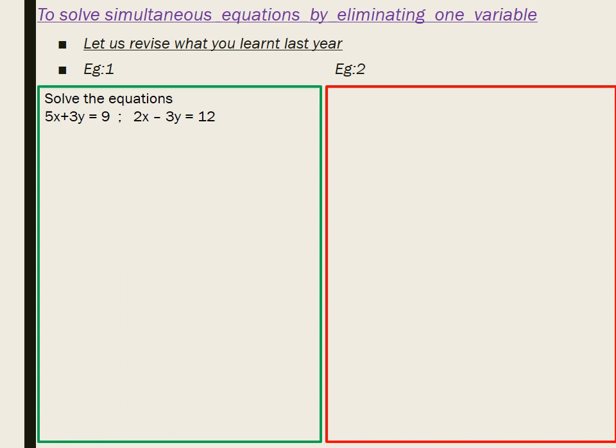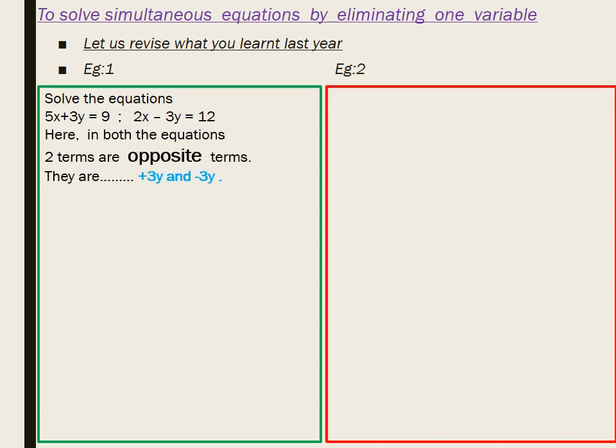Let's take up some examples to discuss the application of linear equation in two variables. On your screen we have two equations. These two equations are of the form of linear equations. Here if you observe carefully, the coefficients of y are of opposite signs. We can eliminate the y term by adding these two equations.